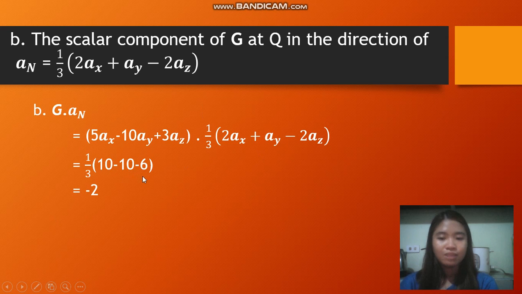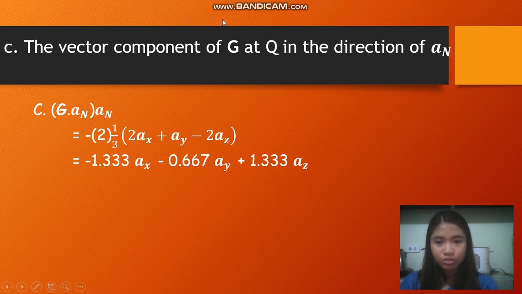So, 10 minus 10 minus 6 divided by 3, ang magiging kalalabasan is negative 2. Kaya naging negative 2 is 10 minus 10, automatic makakancel yun, 0. Negative 6 divided by 3, so negative 2. Kaya negative 2 ang sagot sa letter B.